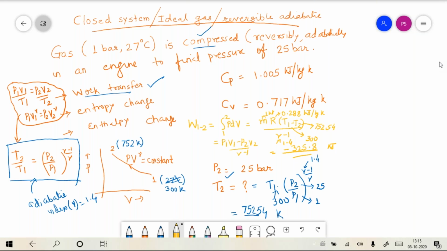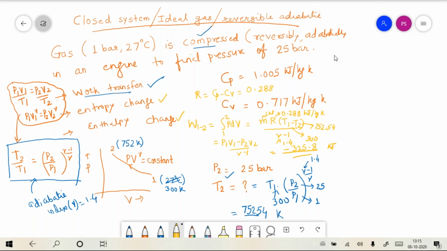We have got now the work transfer. What else is asked now? To calculate the entropy change and enthalpy change. How do you get R? I had calculated it as Cp minus Cv, or you can also remember the value. Cp minus Cv is coming as 0.288, because Cp is given and Cv is given, so I subtracted Cv from Cp, and that gives me R. So R is Cp minus Cv, which is 0.288.